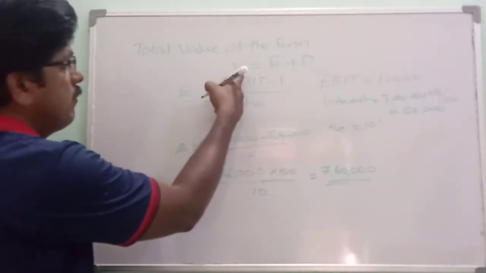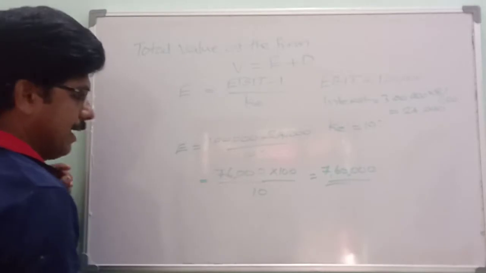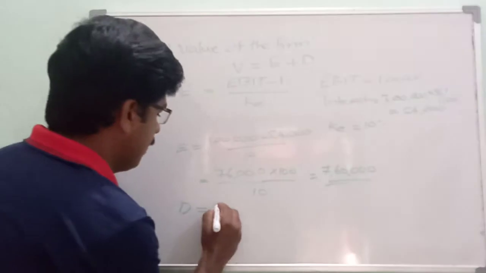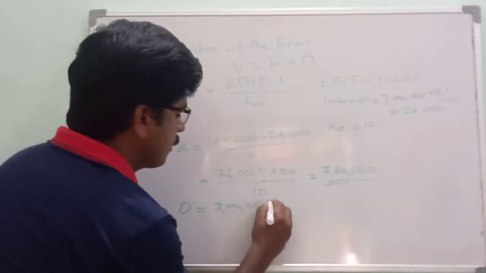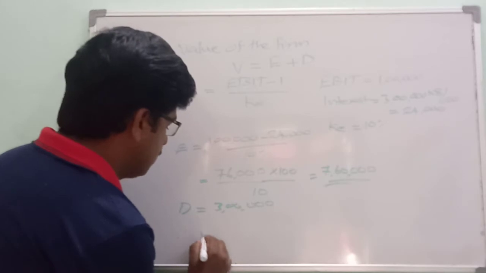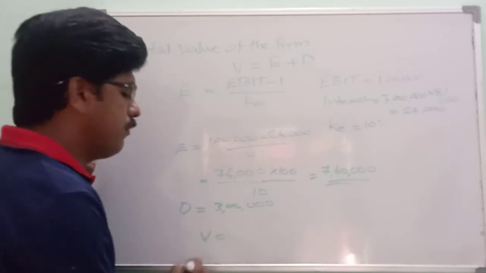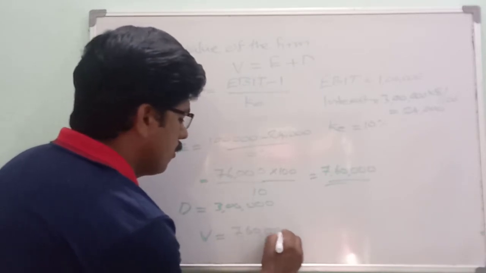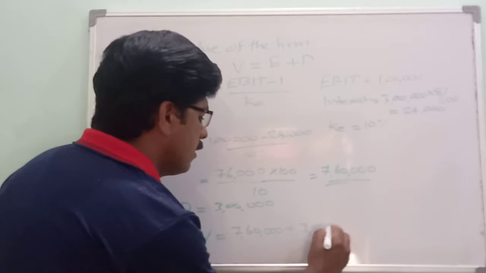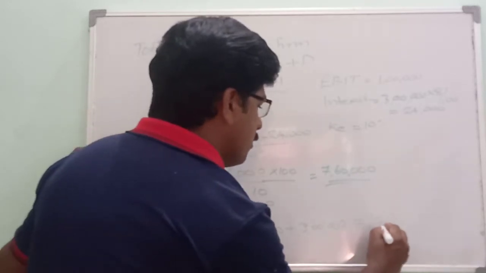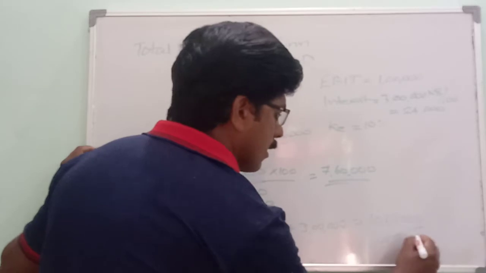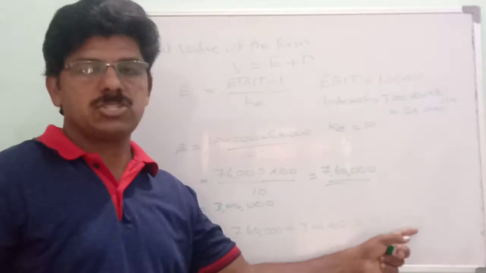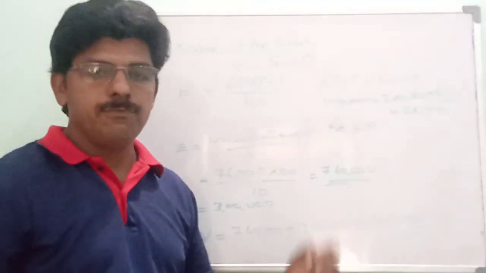Then what is the total value of the firm? V is equal to E plus D. Then calculate D. D is directly given in the question as rupees 3 lakh. Therefore, V, the total value of the firm, is equal to 7,60,000 (E) plus 3 lakh (D), that is equal to 10,60,000. So the value of the firm is E plus D, 10,60,000. Okay, the value of the firm is obtained.